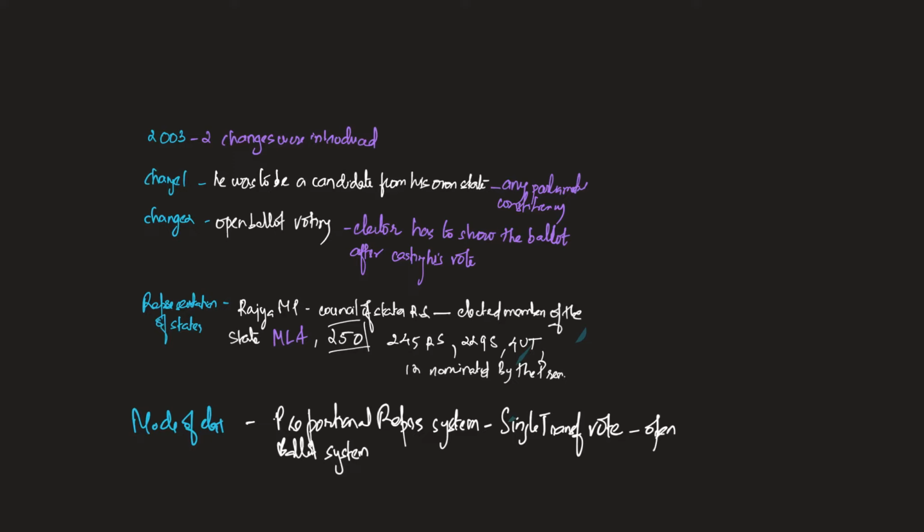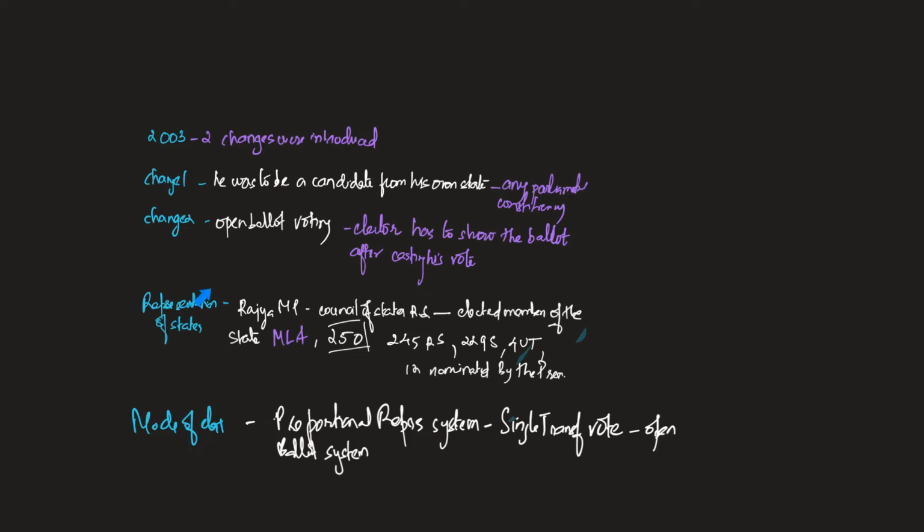That is, prior to 2003 and after 2003. After 2003, two main changes were introduced. The first change was that the candidate can be from any parliamentary constituency, and the second change was that instead of the secret ballot system, it was now an open ballot system.